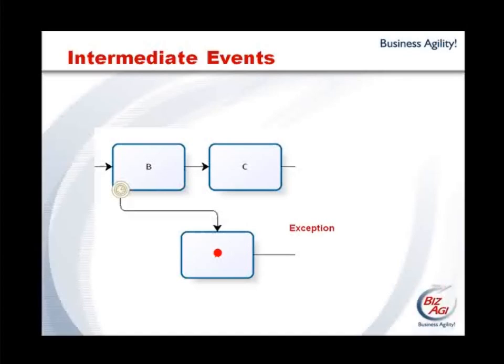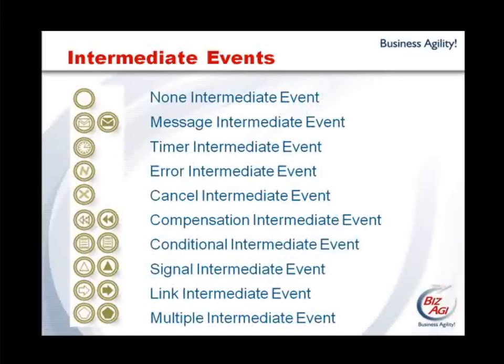Because when the token arrives at the activity, the event is waiting for something to occur until the trigger occurs or the activity is completed or finished. We also have various types of intermediate events, and the icon placed in the center of the shape indicates the type of behavior of the event. The types of intermediate event are none, message, timer, error, cancel, compensation, conditional, link, signal, and multiple.